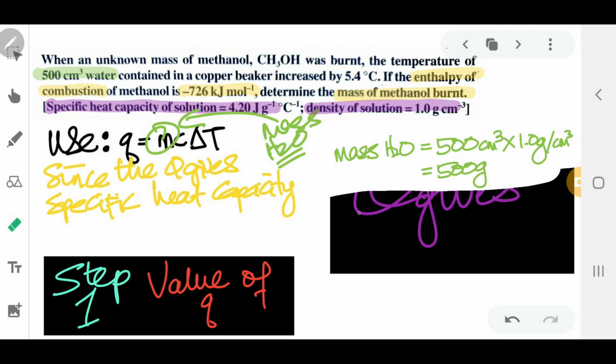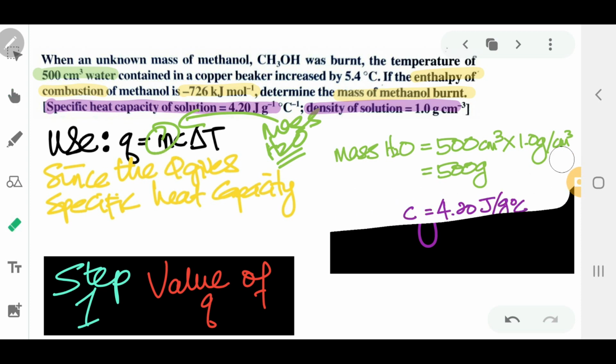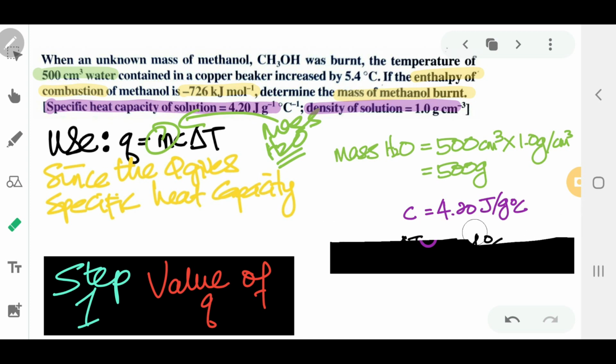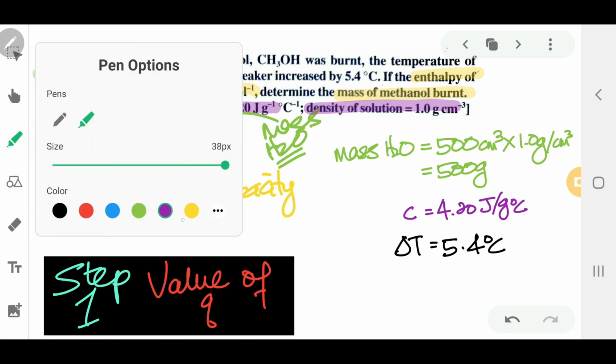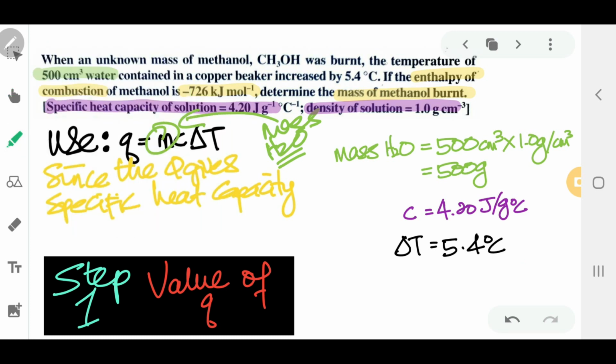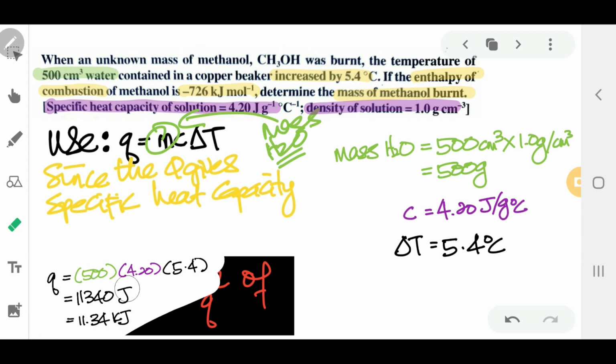and we're going to substitute that later on into your Q equation. What else does the question give to us? So we have the specific heat capacity and the change in temperature equals 5.4 degrees Celsius, because the question says here the temperature increased by 5.4 degrees Celsius. So we're going to substitute all the values that we have into the Q equation, and you will get something like this.